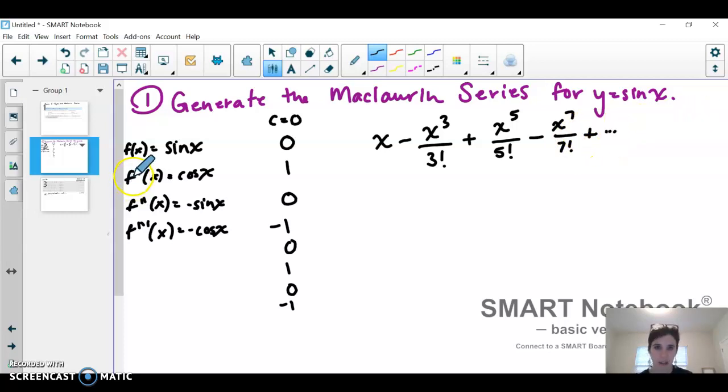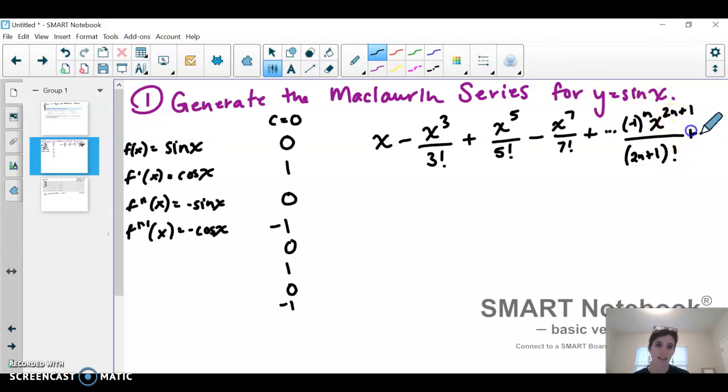So what does our nth term look like? Each of our exponents is an odd number. So how can we represent an odd number as an exponent? We'd be taking x to the 2n plus 1. We need this to be an alternating series, so we're going to add in our negative 1 to the nth power. And then what's in our denominator? It's the same factorial as whatever your exponent is. So we have 2n plus 1 factorial.